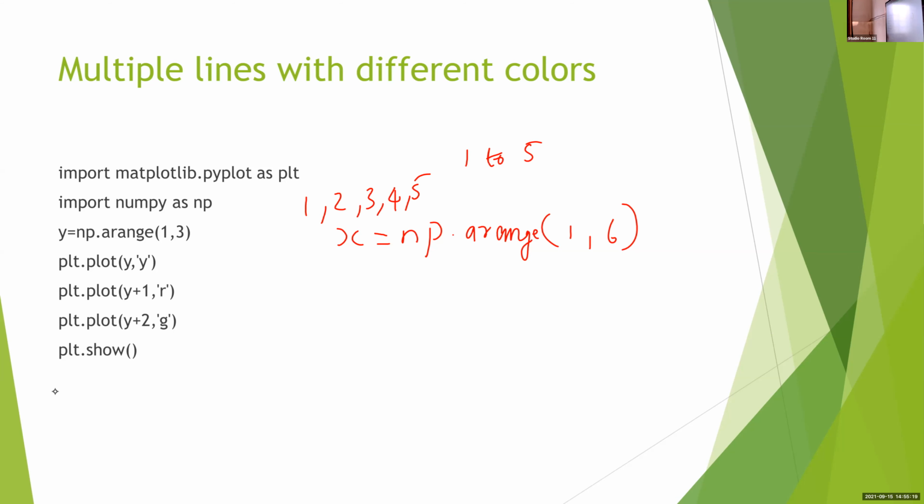In our question, the value for x is 1 to 5. So for storing this 1 to 5 value, we are using the arange function. Here we are giving 1,6 because if you want to include 5, we have to give 6. The arange function will not include the stop value. So the values are 1, 2, 3, 4, 5.